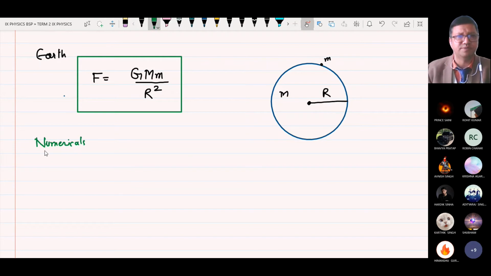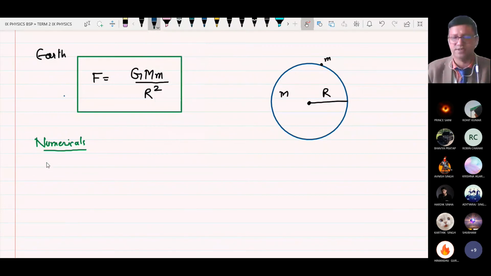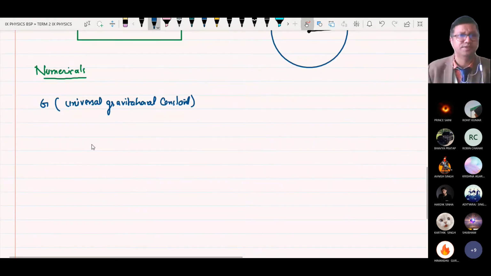यहाँ से एक और concept भी arise होता है. कौन सा concept arise होता है? That is the concept of this G. This is called the universal gravitational constant. So how do you define this capital G?